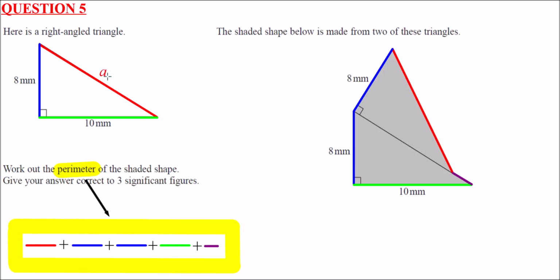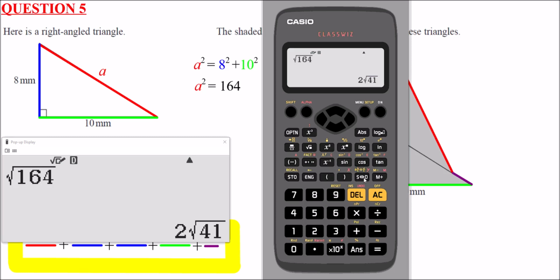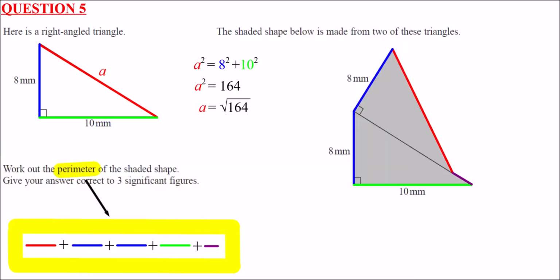So by Pythagoras, A squared will equal 8 squared plus 10 squared. So 8 squared is 64, 10 squared is 100, so A squared must be 164. We can now work out what A is by just typing the square root of 164, pressing equals, then pressing S arrow D to get a decimal answer. Now this isn't our final answer, so don't round it off too soon. Give it to at least, I would say, 5 or 6 decimal places, but A is 12.806248 and so on. So we get that, and we can now label this on our diagram.